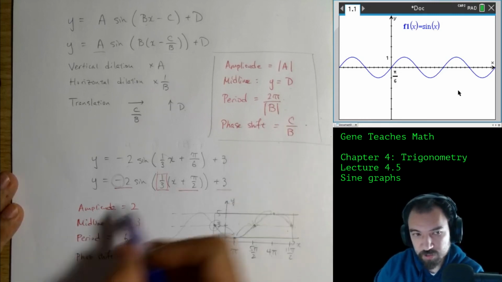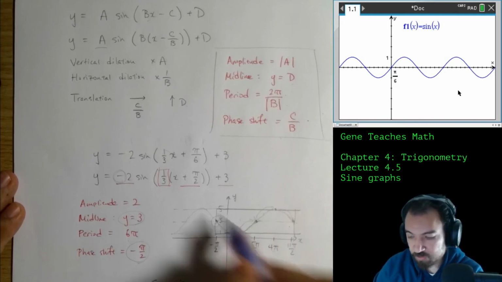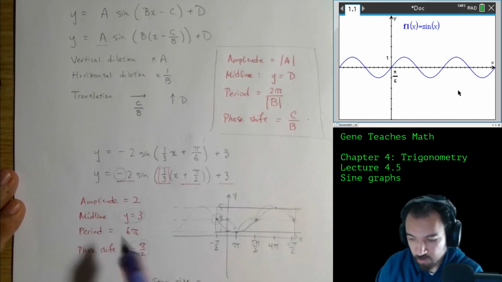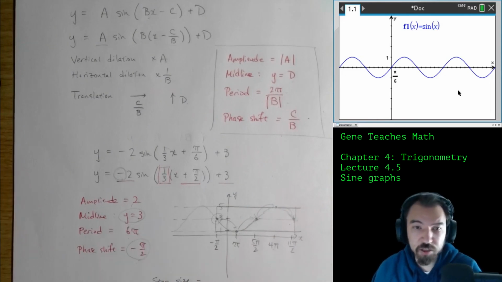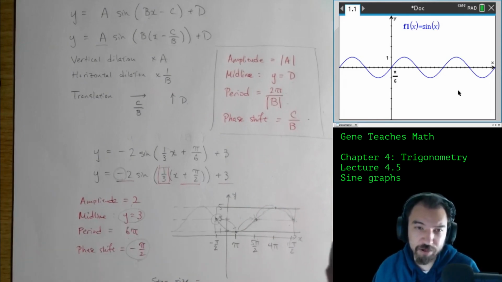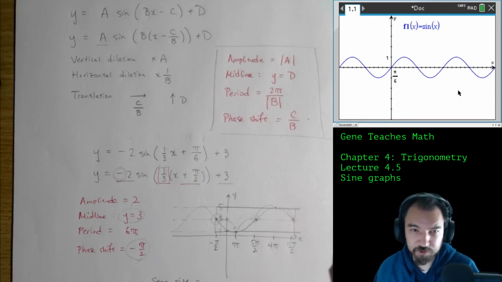And so you noticed that when I did this, I didn't go back and refer to these once I wrote these down, because this gives us a very intuitively nice way to graph transformed sine functions.